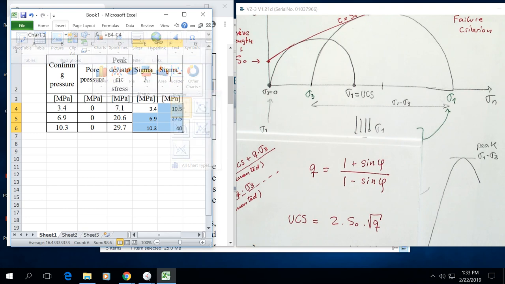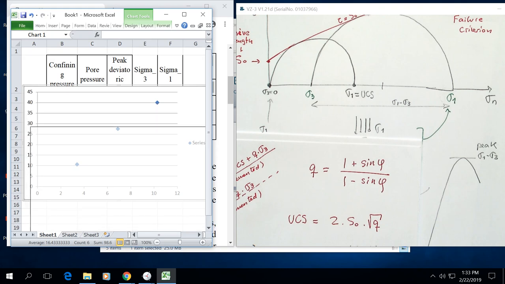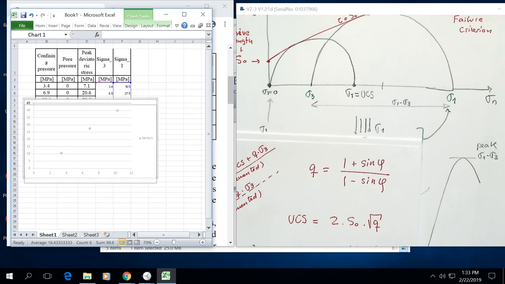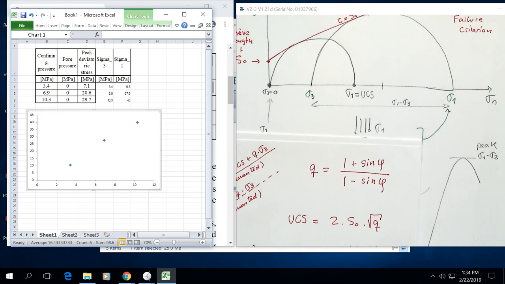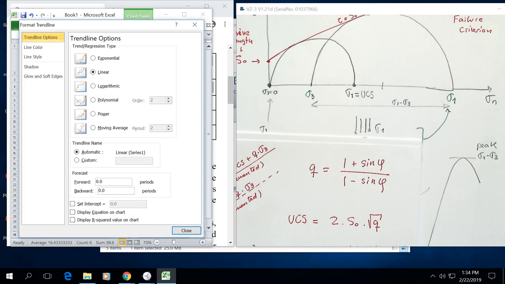I'm going to use a scatter plot. And this is the result, where sigma 1 is in the y-axis, sigma 3 is in the x-axis. Then you fit the line to this, so add trend line. And here you go linear, and then you say set intercept to 0. Okay? I'm not going to show you the result because you have to do this at home, okay?